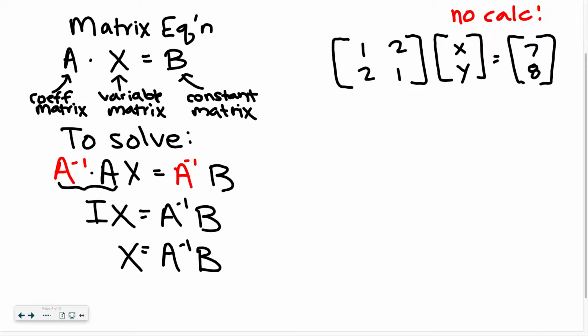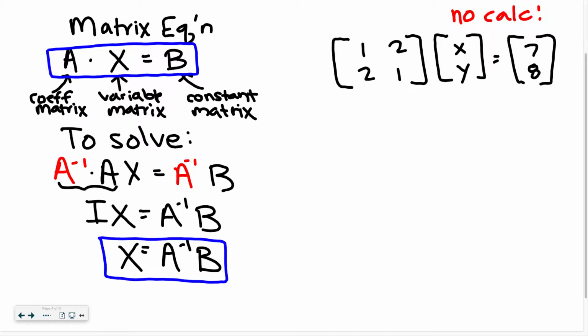So every time you want to solve a matrix equation, essentially you're doing all these steps. You start with matrix A times matrix X equals B. You multiply by the inverse on both sides. You get the identity, but then that's just the variable matrix. You don't have to do all that work. You just know it's the inverse times the constant. So to solve, take the inverse matrix times the constant matrix.